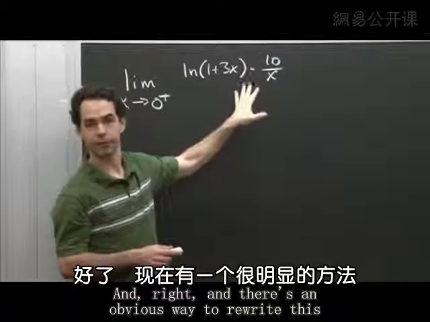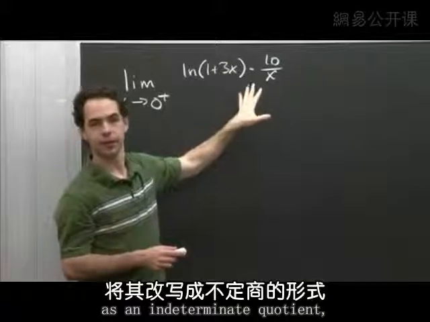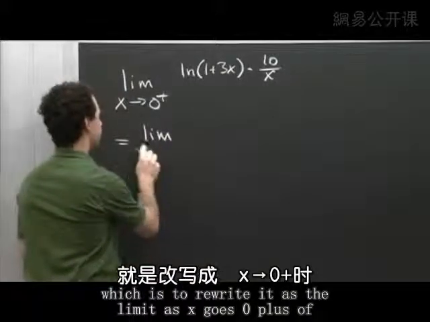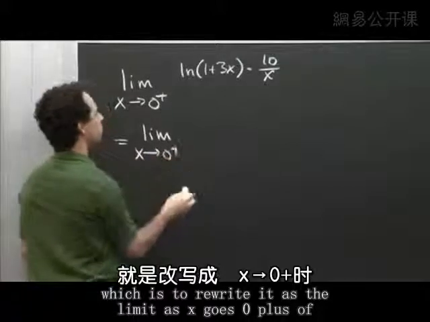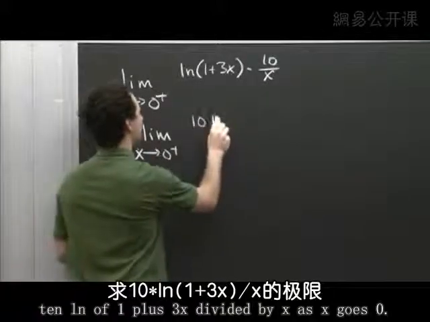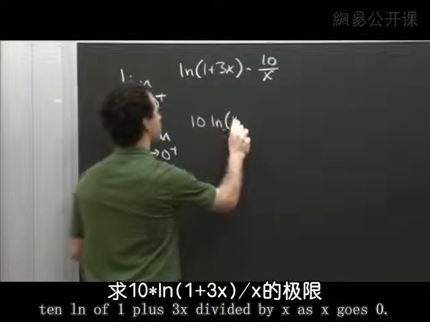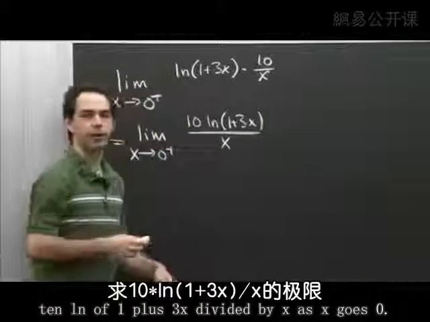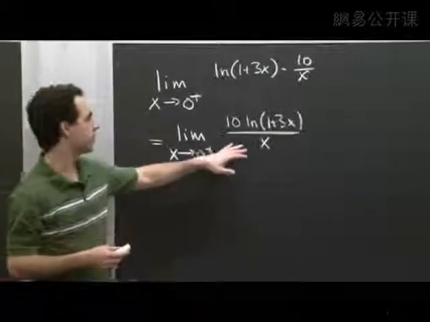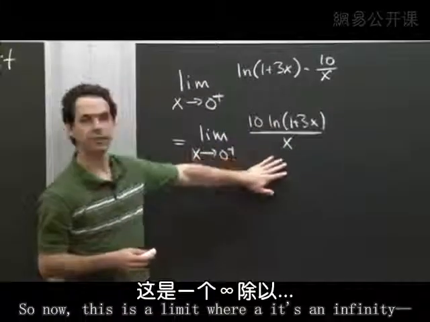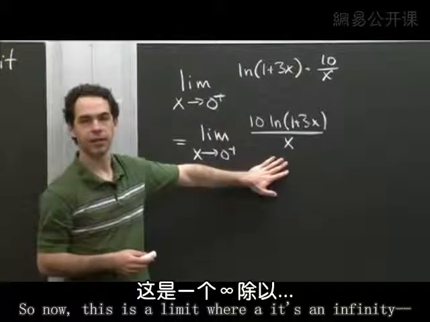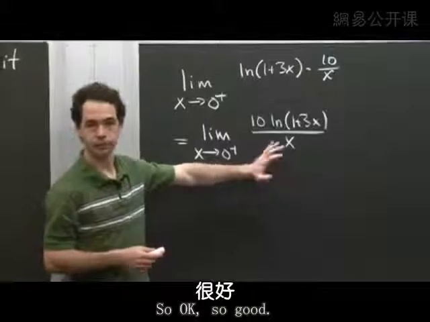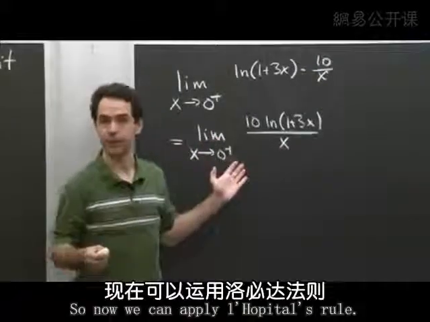There's an obvious way to rewrite this as an indeterminate quotient, which is to rewrite it as the limit as x goes to 0 from the right of 10 ln of (1 plus 3x) divided by x. So now this is a limit that's a 0 over 0 form, right? So good. Now we can apply L'Hopital's rule.